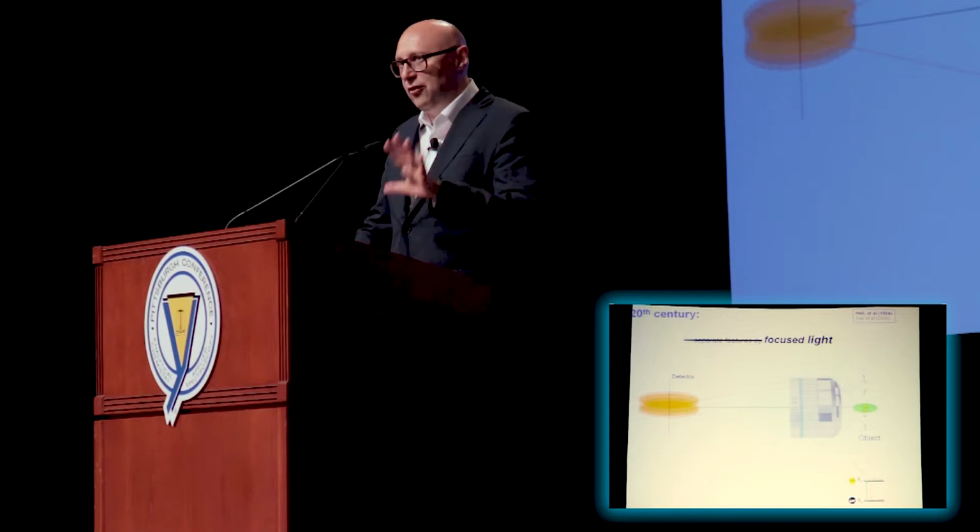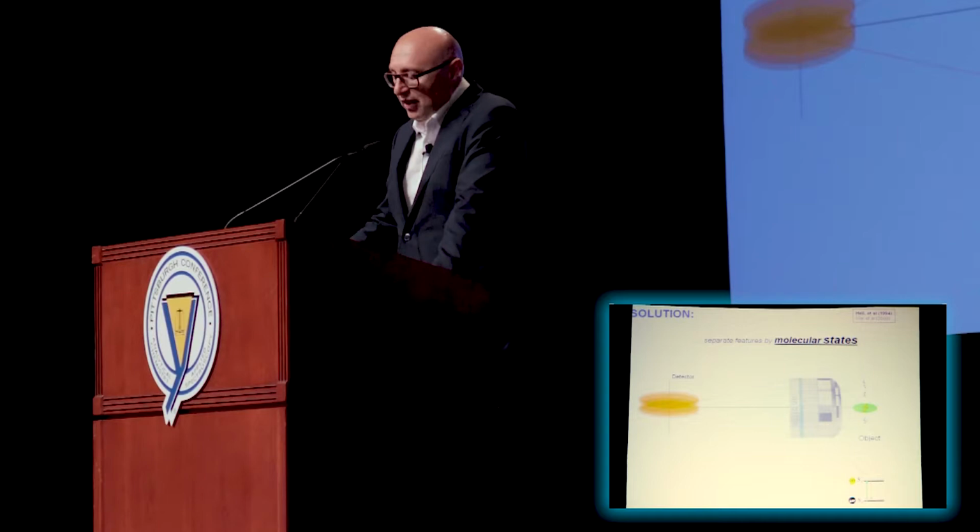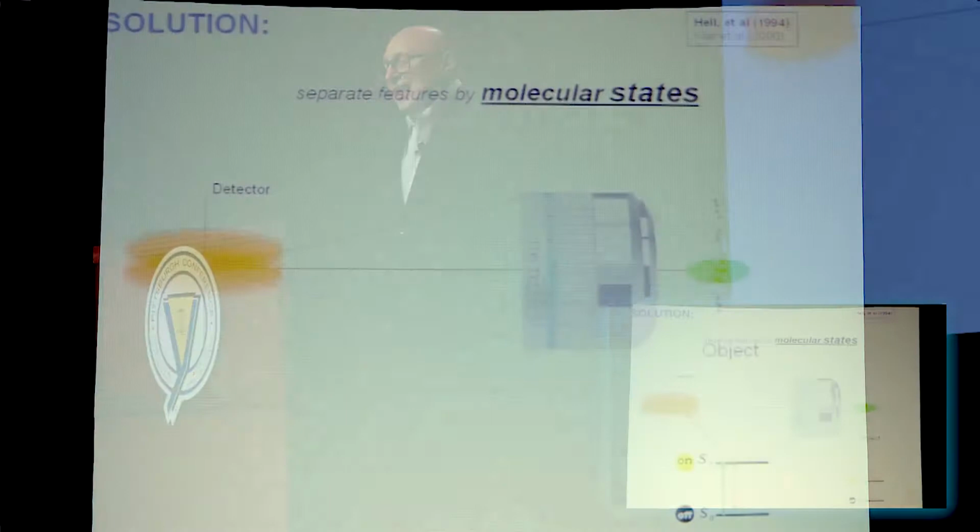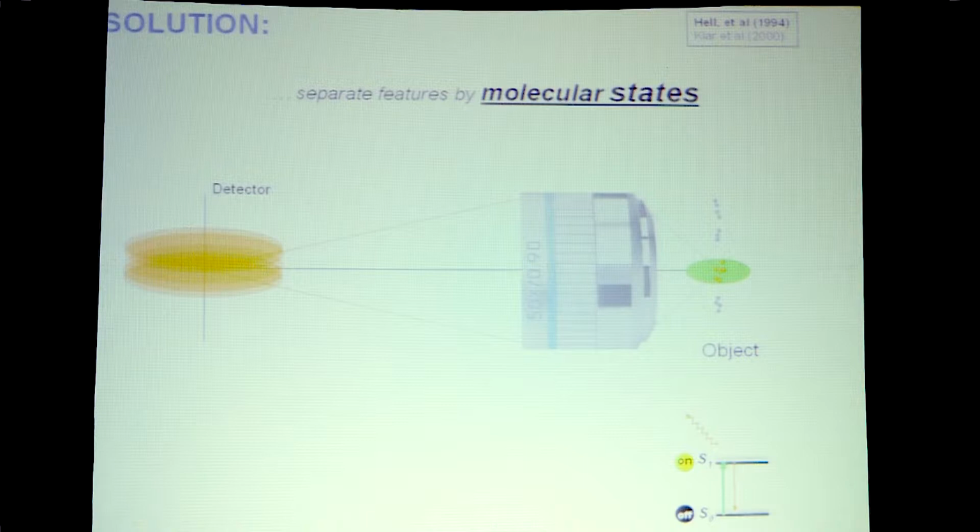So modern super-resolution microscopes, whatever they are called, STED, PALM, STORM, PAINT, whatever, at the end of the day, they separate features by molecular states. And once you separate features by molecular states, the focusing doesn't really matter because the separation is not done by the focusing anymore. So what does that mean?